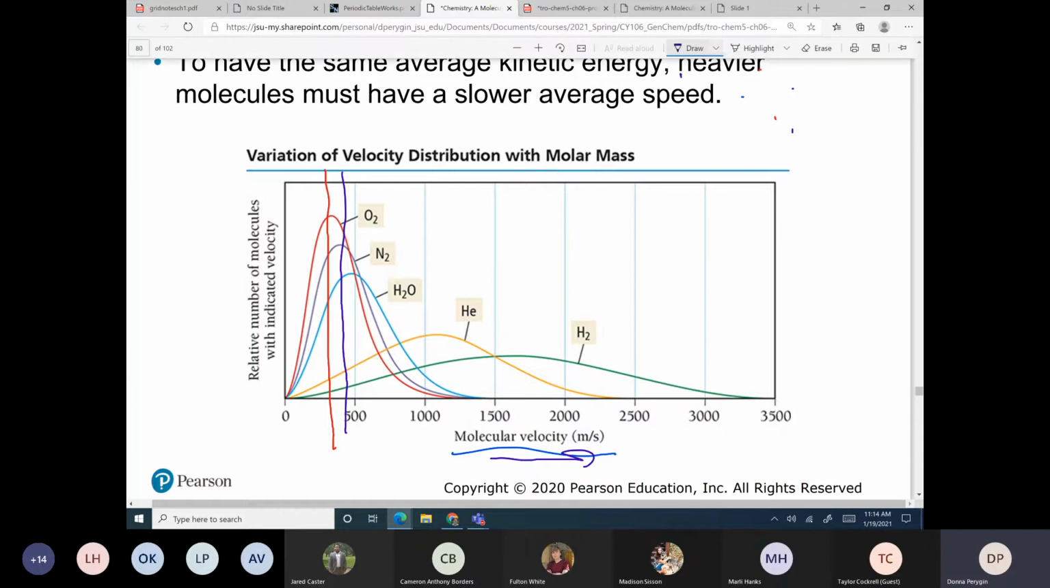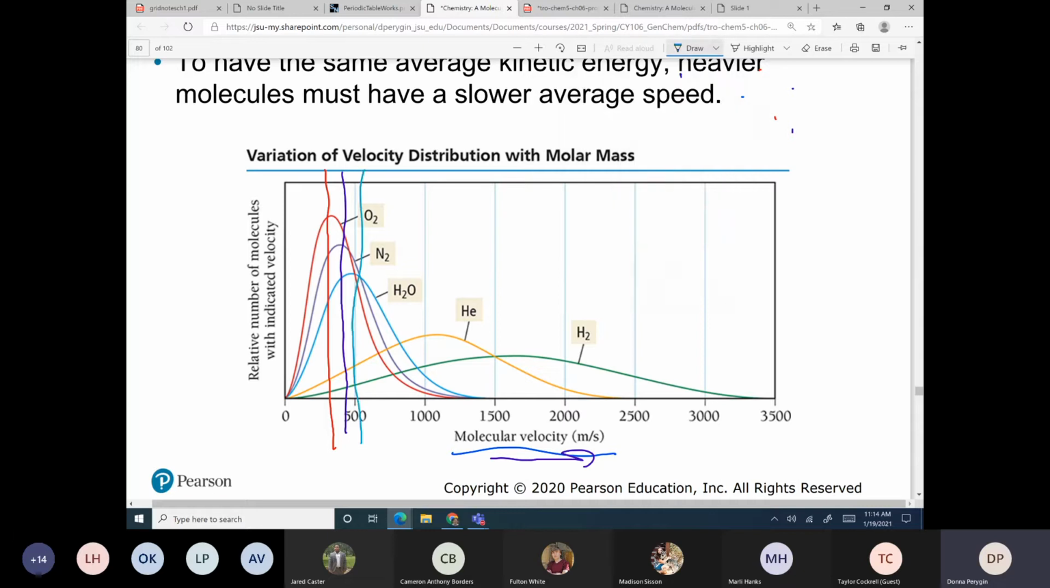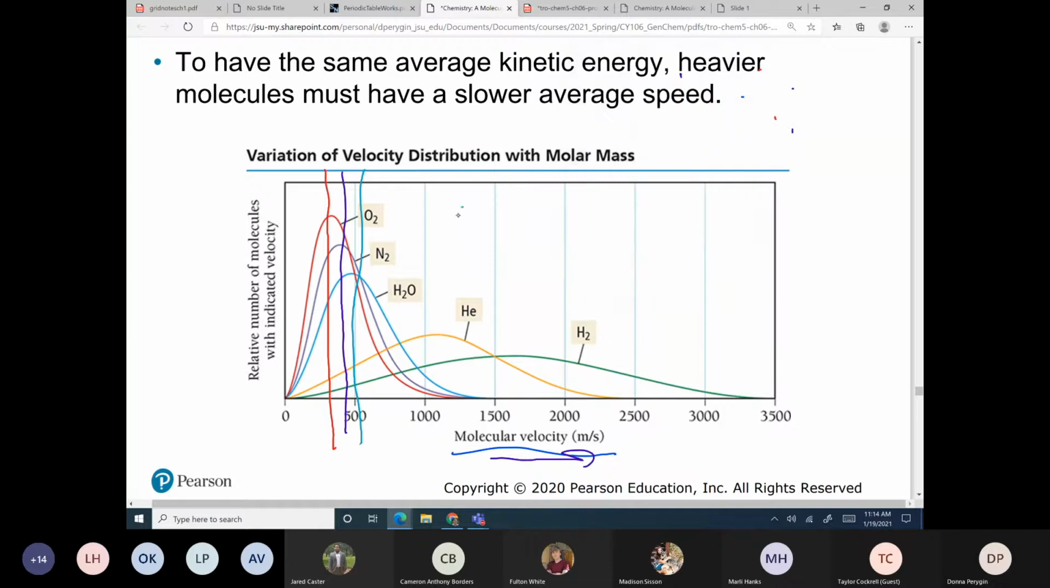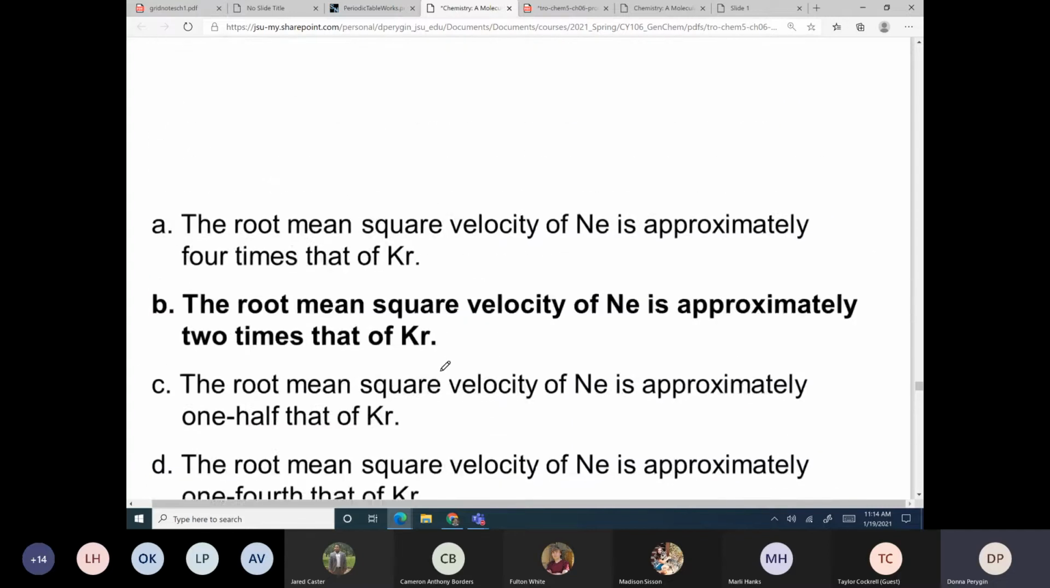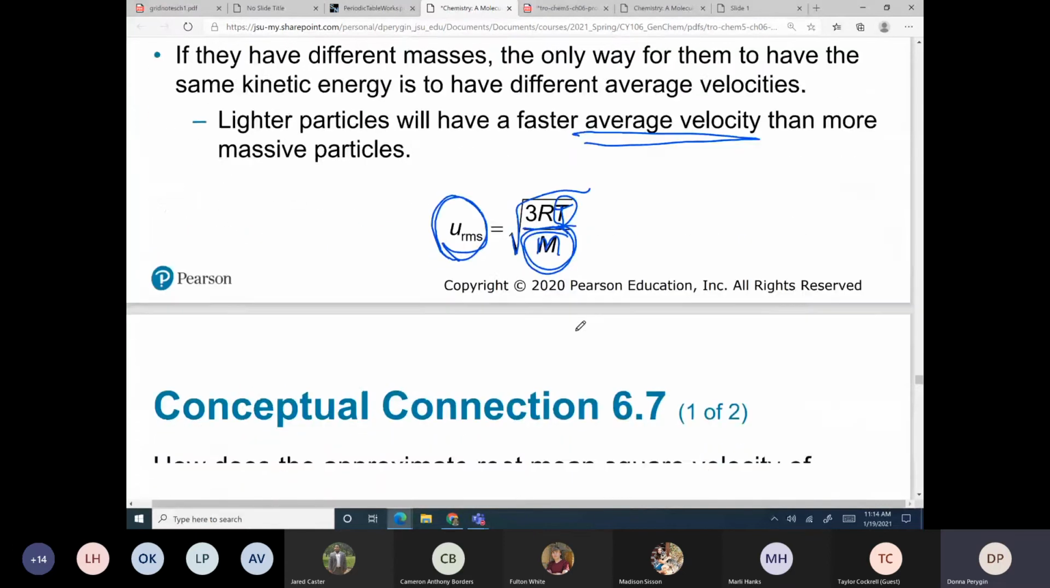Water is in the blue here, and it is lighter, so it's going to have a faster average velocity. And then helium is even lighter, so its average velocity is faster. And then hydrogen, the average velocity is about right here, so it's going to be even faster. So the lighter particles have a faster velocity, because of this formula, where the velocity is inversely related to the molecular weight, okay?